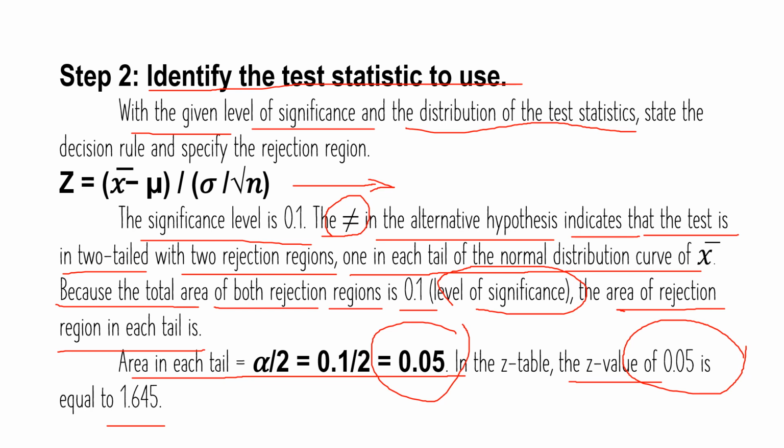Why do we divide this alpha by 2? Because your test is a two-tailed test. That's why we need to divide your level of significance by 2, equally divided: alpha over 2 to the left side and alpha over 2 to the right side of your normal curve. So we apply this 1.645 as the Z value that we can map to your 0.05 as the value of alpha over 2 in each side of the normal curve.